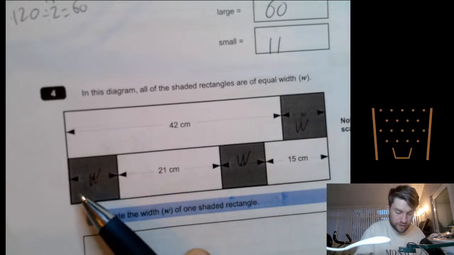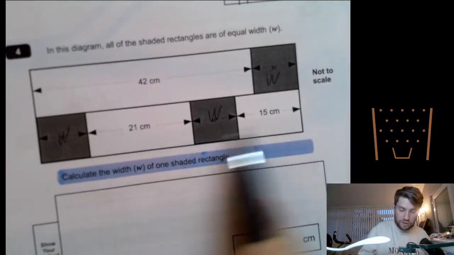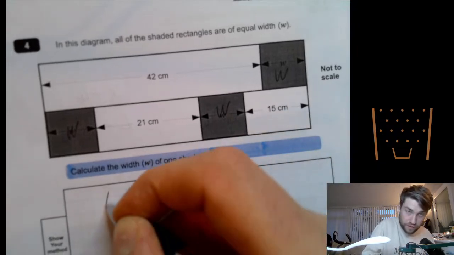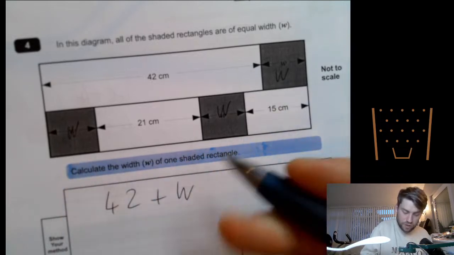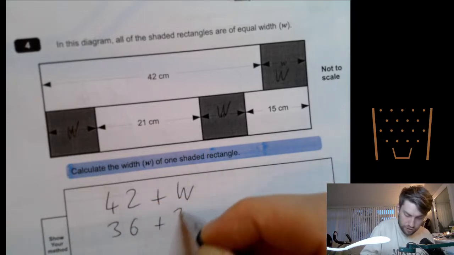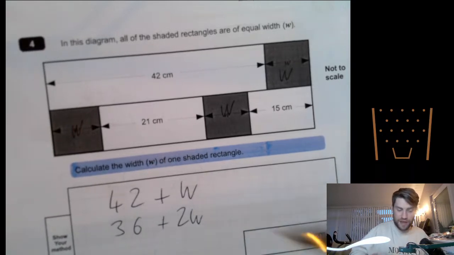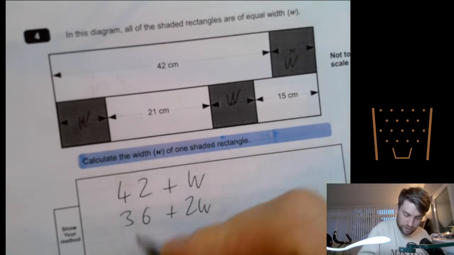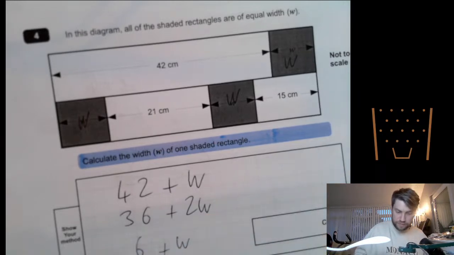42 plus W is the same as 2W plus this amount. What I would do, I would add those 2 values. So 21 plus 15 is 36. So you've got 42 plus W there. And that's 2W. So that'll be 36 plus 2W. And then I would take away this one from this one, because they both have it. So that'll be 6 plus W.